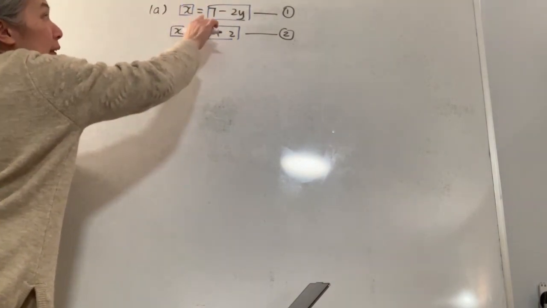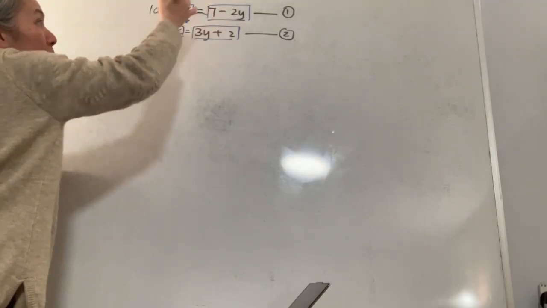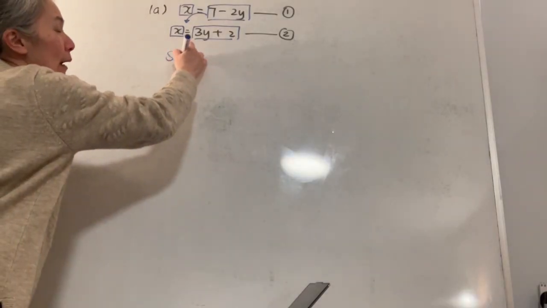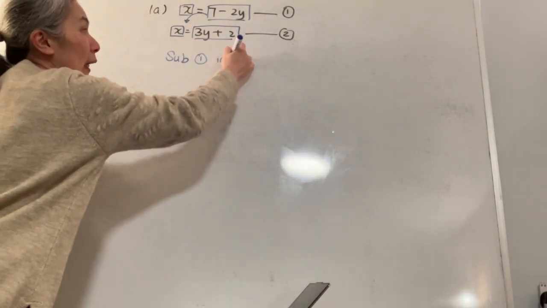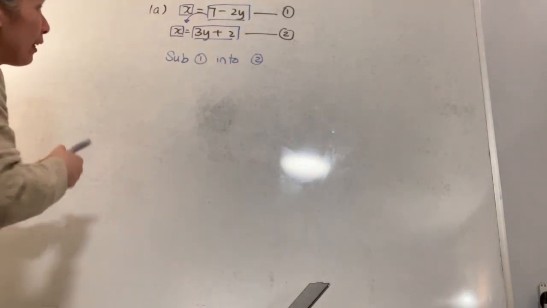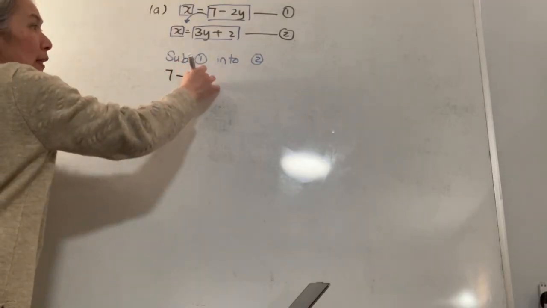So that means these x are the same. So I can drop this one into here, because they are the same. Right? So this is how you write. You are going to sub number 1 into number 2. You are going to drop it in. So when you write it, you drop this one into here, so it becomes 7 minus 2y.